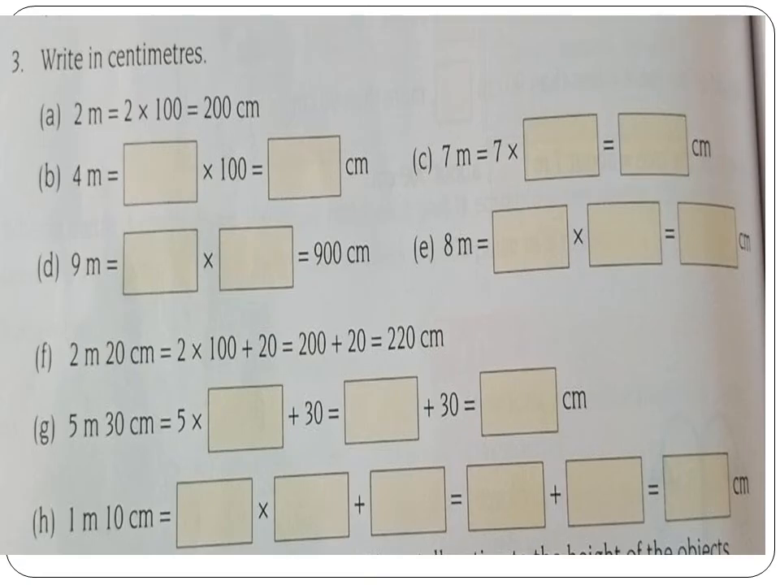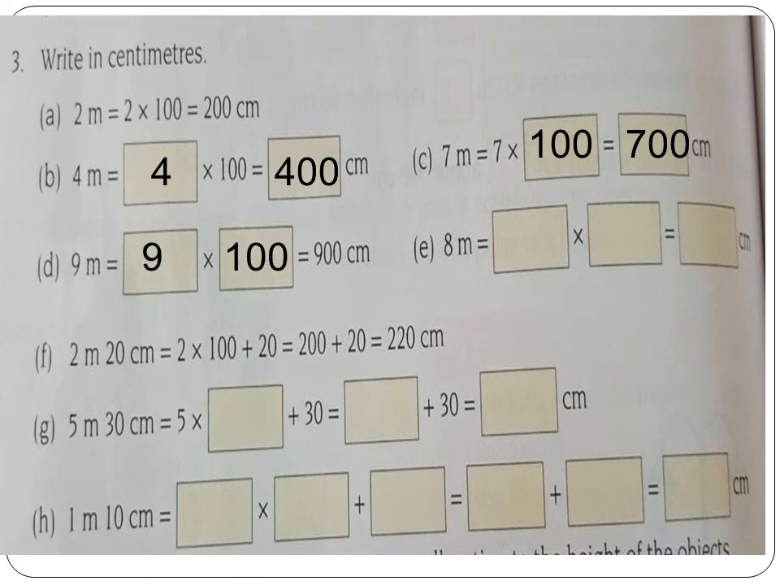Moving on to third sum, write in centimeters. So 2 meter is equal to 2 into 100 is equal to 200 centimeter. Next, 4 meter is equal to 4 into 100 is equal to 400 centimeter. 7 meter is equal to 7 into 100 is equal to 700 centimeter. Next, 9 meter is equal to 9 into 100, 900 centimeter. Next, 8 meter is equal to 8 into 100 is equal to 800 centimeter.